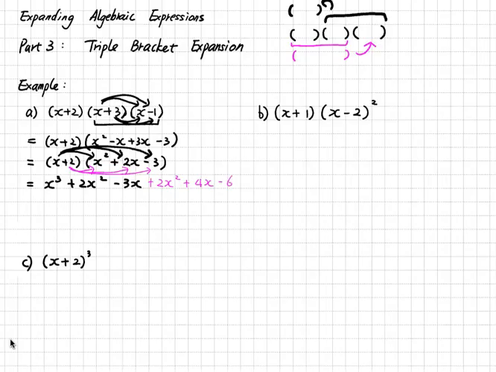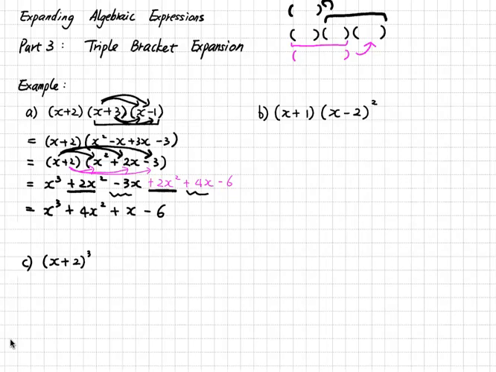Now we're going to collect the like terms again. X cubed, there's only one term that has x cubed, so leave it alone. You have 2x squared and 2x squared, so therefore it is 4x squared, and you have negative 3x plus 4x, so that will give us plus x, take away 6.